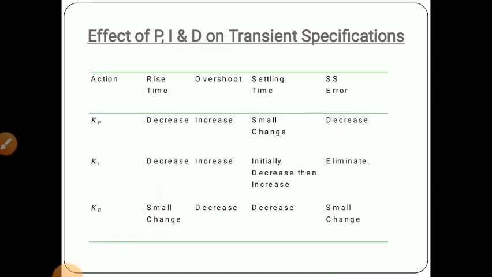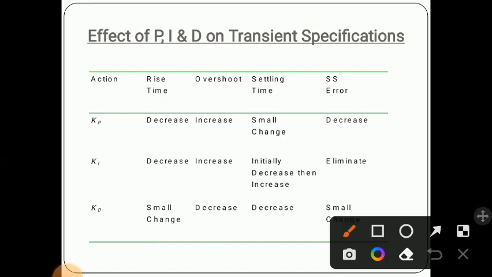So here one summary table is shown: the effect of P, I and D control on transient specifications. Actions are shown here, Kp, Ki and Kd. These are different actions. So if you use Kp, what will happen? Rise time decreases, overshoot increases, settling time changes a little, steady state error decreases. So these are the advantages of Kp.